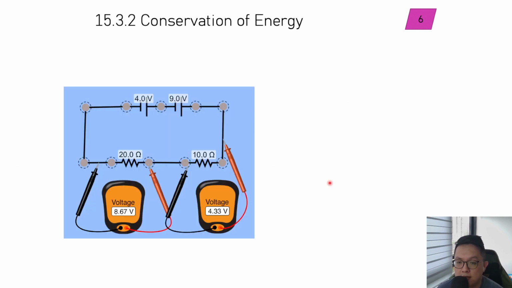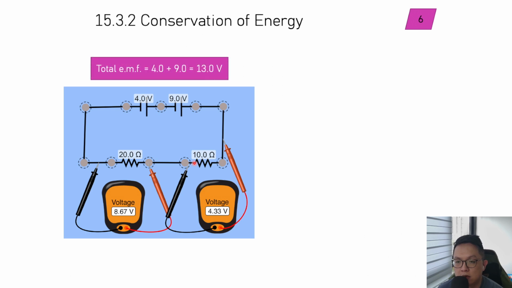Let's look at this simple example, extracted from FET physics. We have two EMF sources here, 4 volt and 9 volt, connected to two resistors. I've tapped 2 voltmeters across it, and you can see that in the first case, your total EMF is 4 volts plus 9 volts, a total of 13 volts. And if you check the two potential drops across your two resistors, it's also 8.67 plus 4.33. That gives you 13 volts of drop. This is assuming the cells have no internal resistance, of course, and the wires have no resistance.